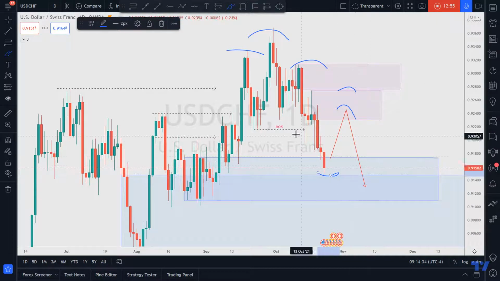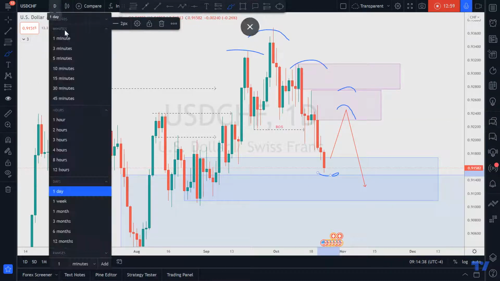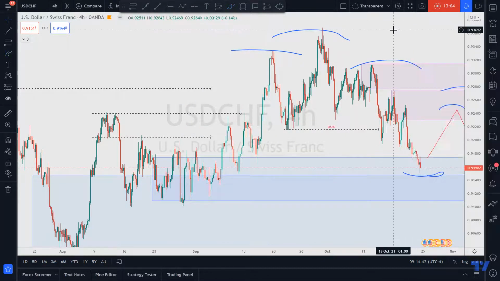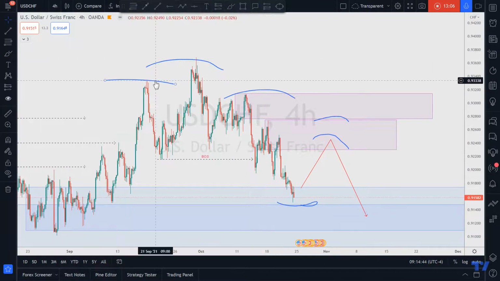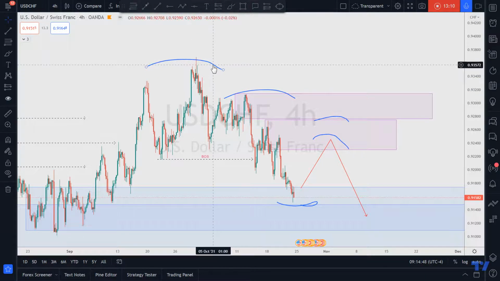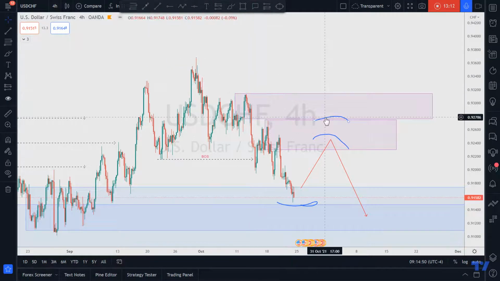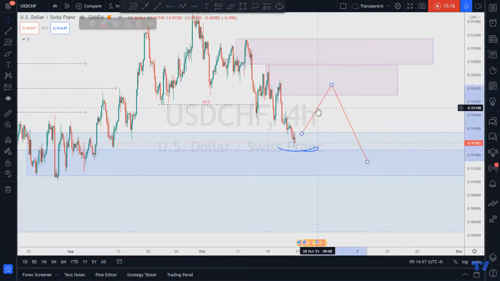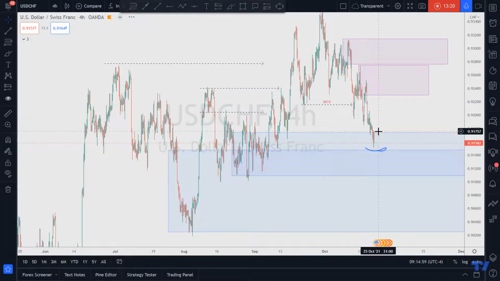All right, so what I want to do is take a closer look on the 4 hour for my subscribers, so we can see the PA, the price action, up close and personal. Now I told you we want to see this transition here. We're already at a POI.